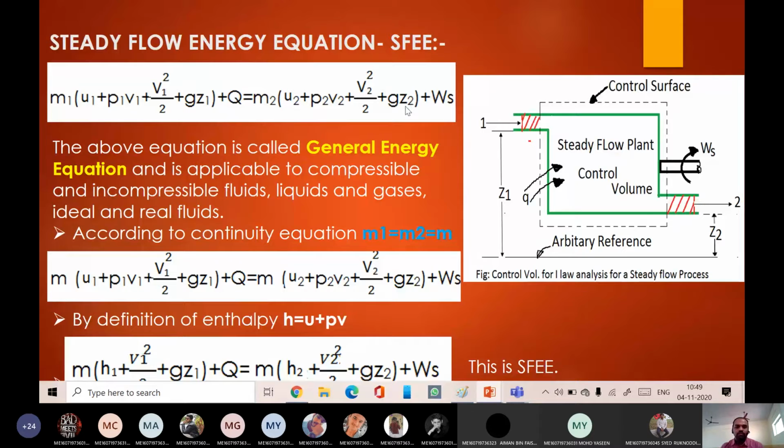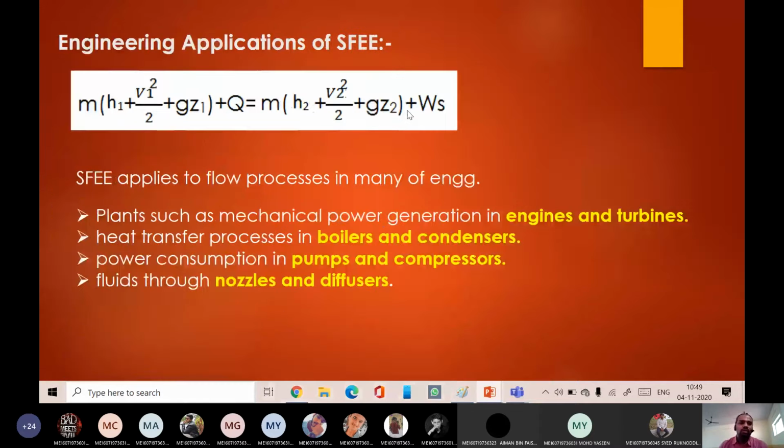Now we'll see the applications of the steady flow energy equation, where we can apply these equations. The name itself indicates that where fluid flow is there, we can apply this equation. Many applications are there in mechanical engineering. The main application is in power plants: turbines, pumps, boilers, condensers, nozzles and diffusers. Wherever fluid motion is there, we can apply the steady flow energy equation: turbines, engines, boilers, condensers, pumps, compressors, nozzles and diffusers. Now we will see one by one the application of the steady flow energy equation.